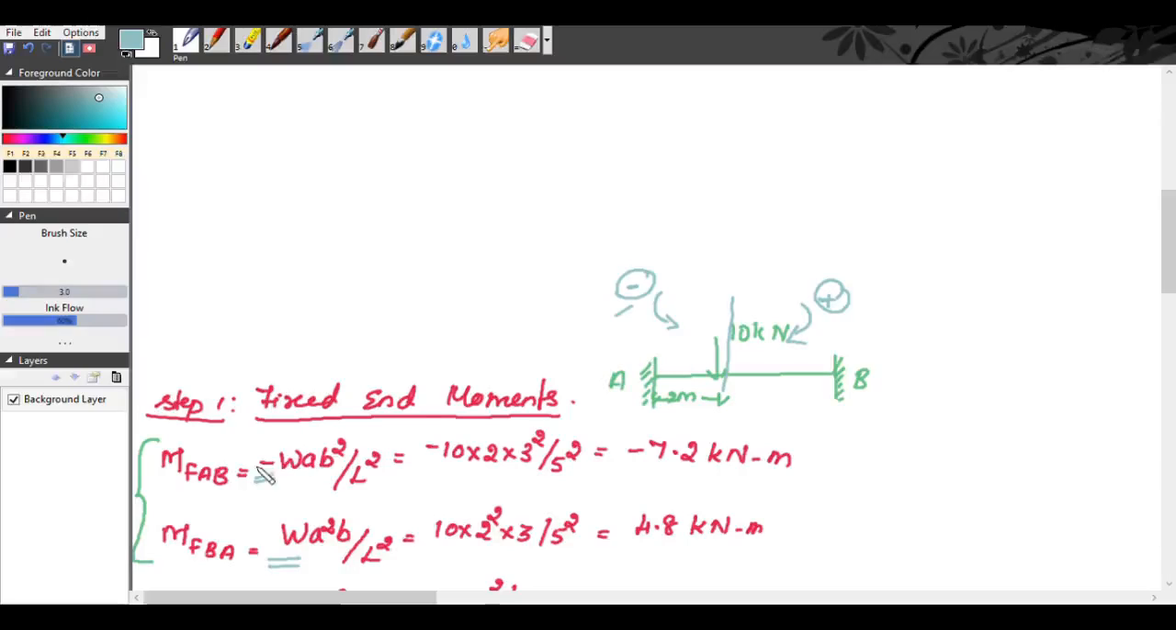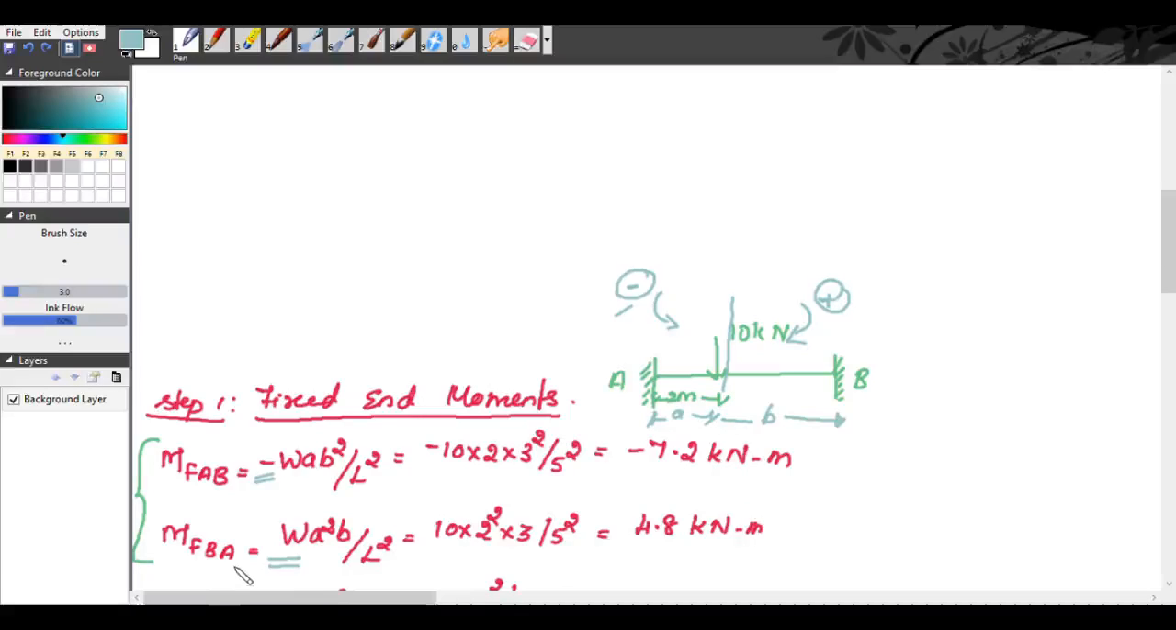So the formula is minus W A B square. This distance is taken as A, this distance is taken as B. So M of AB is equal to minus W A B square by L square. We get minus 10 into 2 into 3 square divided by 5 square. We get minus 7.2 kilonewton meter.